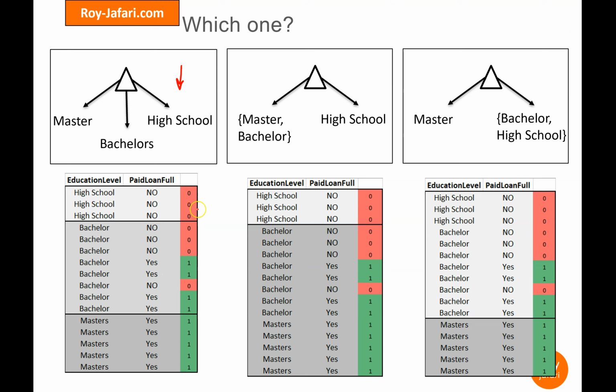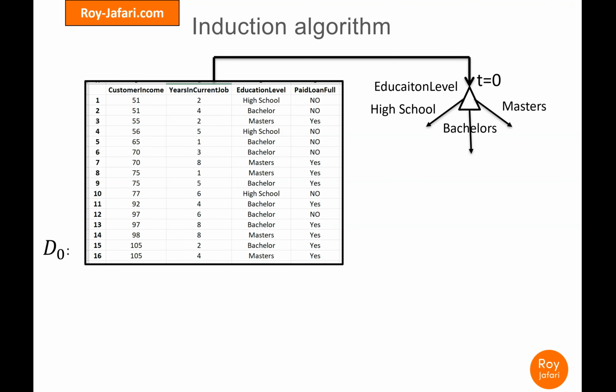Like we have all the no's here and all the yes here for masters. So it gives us a really good filtering of our data for the purpose of the classification. And because of that, we choose this one. So we choose this one, and then at each of these nodes, we are going to again do the same thing, right? So now we have a new node here.